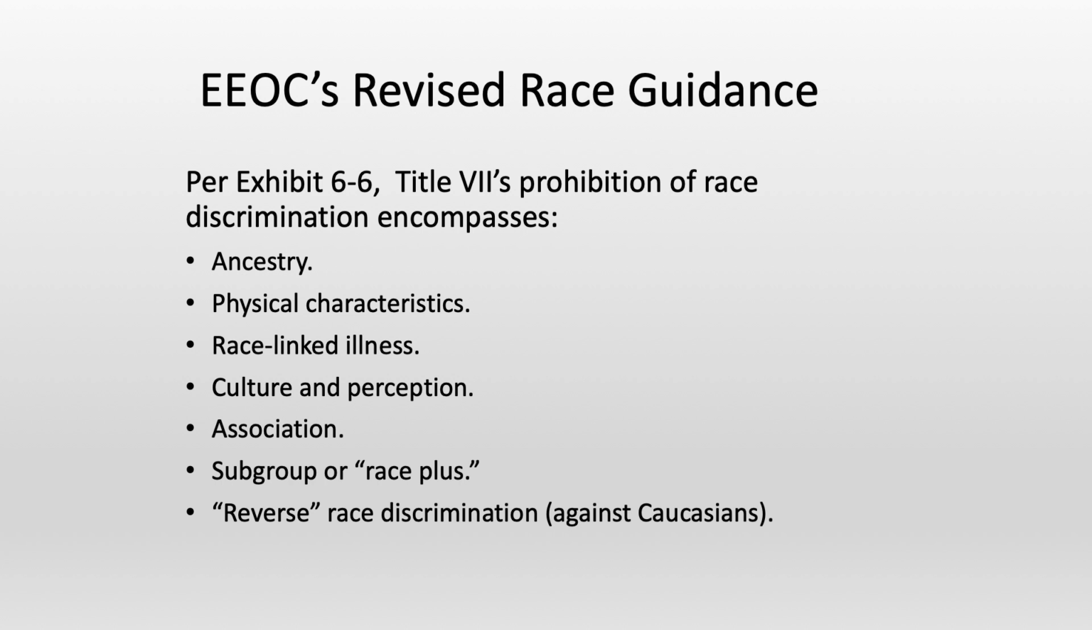People can be discriminated against because of who they associate with. So if you are married to somebody who's black, or you associate and have friends who are black, you may be discriminated against because of your association with people who are black. Or if you have a multiracial child, or for whatever reason. And again, that's a form of race discrimination.